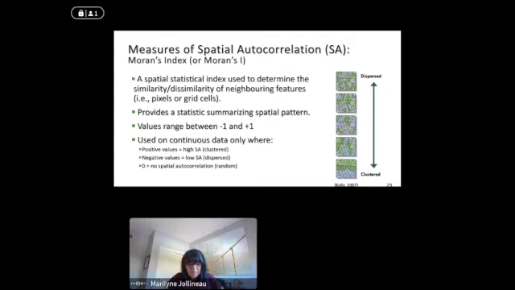So Moran's I is one example of a measure of spatial autocorrelation. And you can think of correlation. This is the spatial equivalent of correlation, where we can essentially look at a landscape and say whether a variable is clustered or dispersed across that landscape.